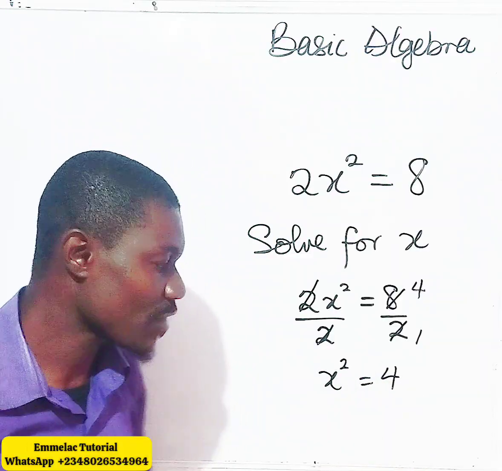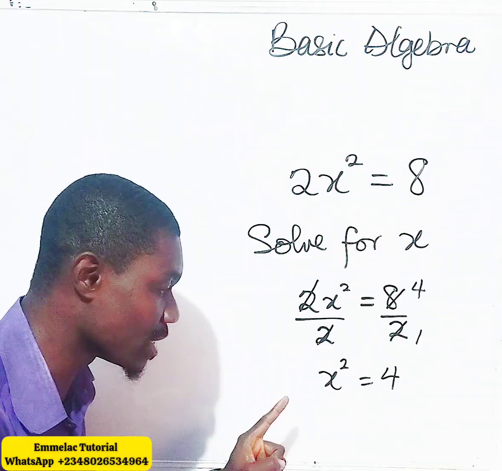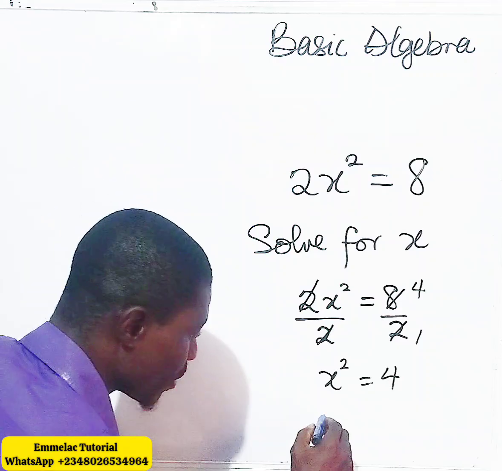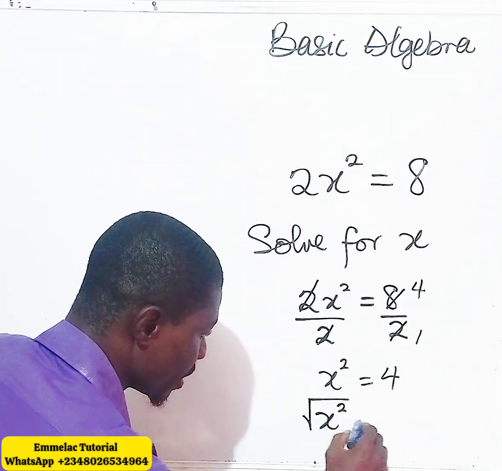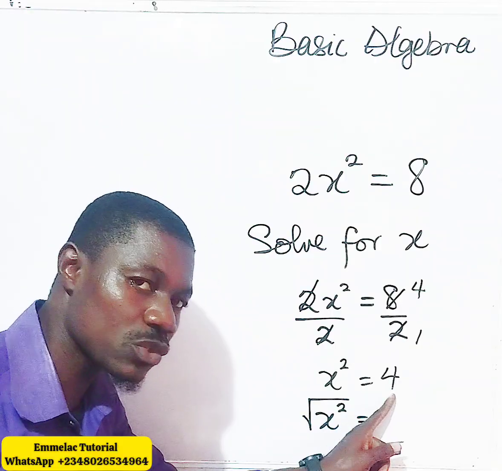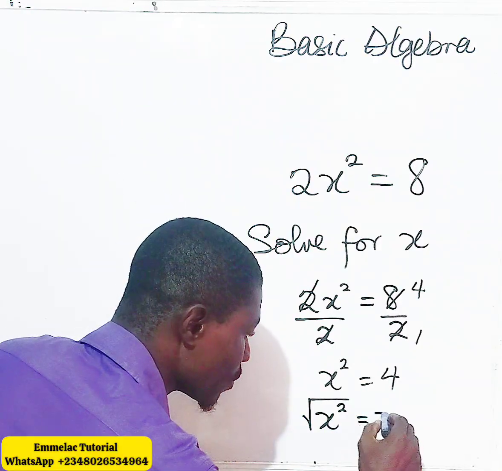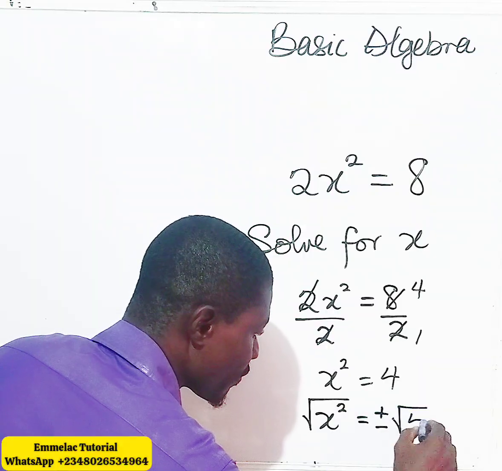Now, wherever you have a case like this, always ensure the next thing is to square root both sides. Now you have x raised to the power of 2, we square root it. Then when you are doing the same to 4, all you need to do is ensure that you include your plus and minus, then 4.